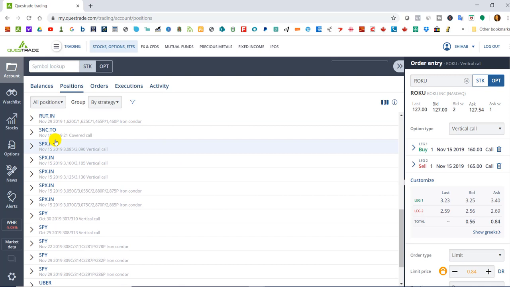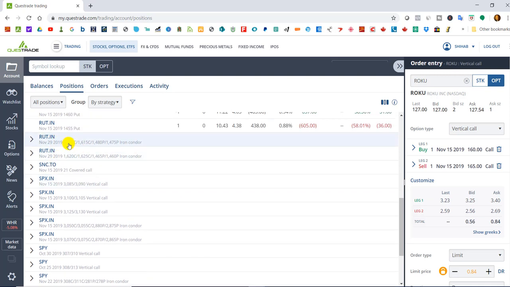These ones, of course, expire November 29th, so I still have a lot of time. Got a call spread at 1610 and 1620, and I've got a put spread at 1480, 1465.